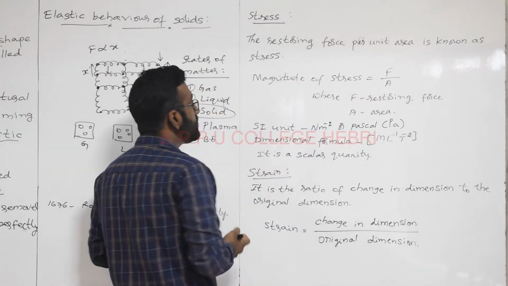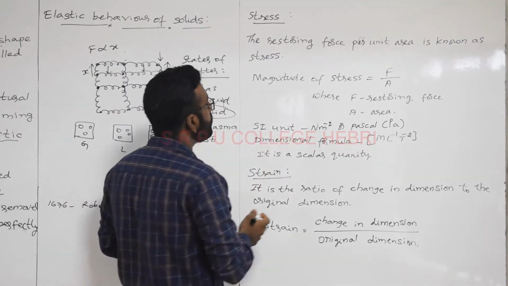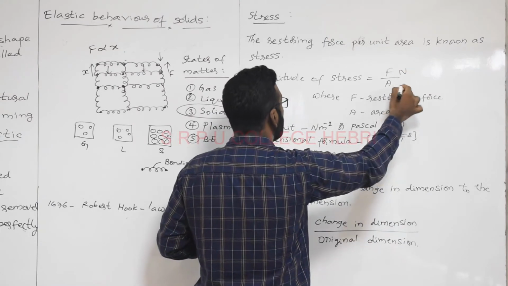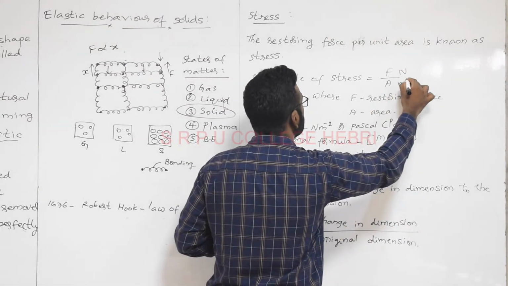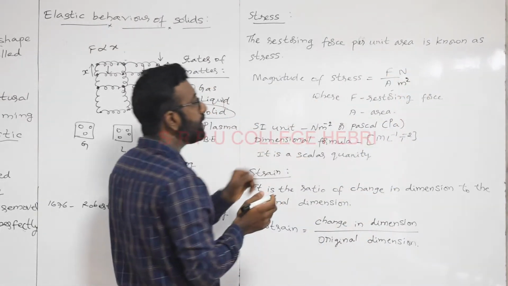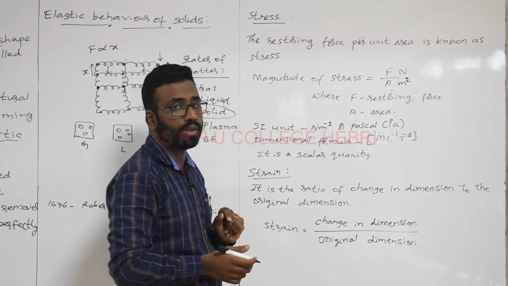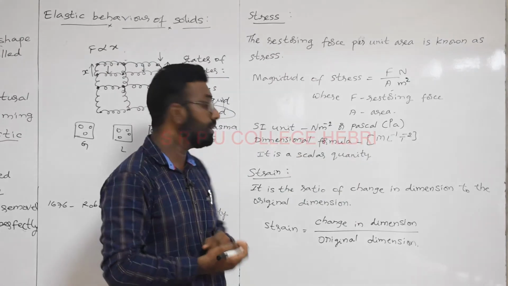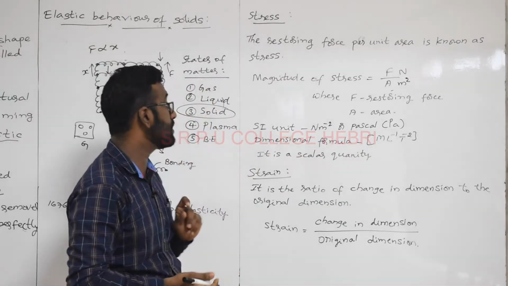Now the SI unit of stress is Newton per meter square. F is for Newton, then A is meter square, but as it is in the denominator, you will get a minus sign over here. Otherwise, you can also call it Pascal. Pascal is a unit of pressure also.